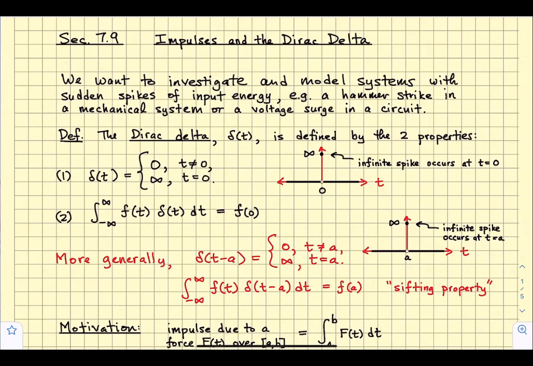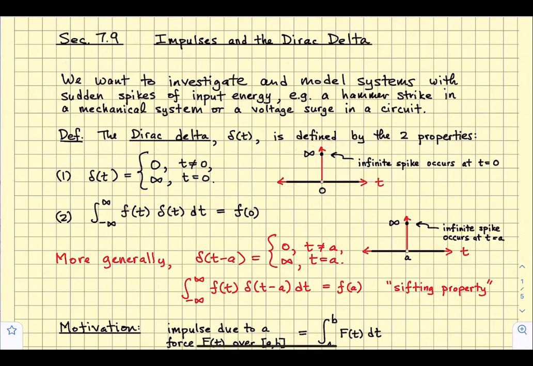So to accomplish that, we first want to introduce the concept of the Dirac delta, sometimes called the Dirac delta function, even though it's not a function. But the Dirac delta, denoted by delta of t, is defined by two properties. Number one, delta of t is 0 when t is not 0, and it has the value of infinity exactly at t equals 0. So you can visualize this, just as a heuristic.